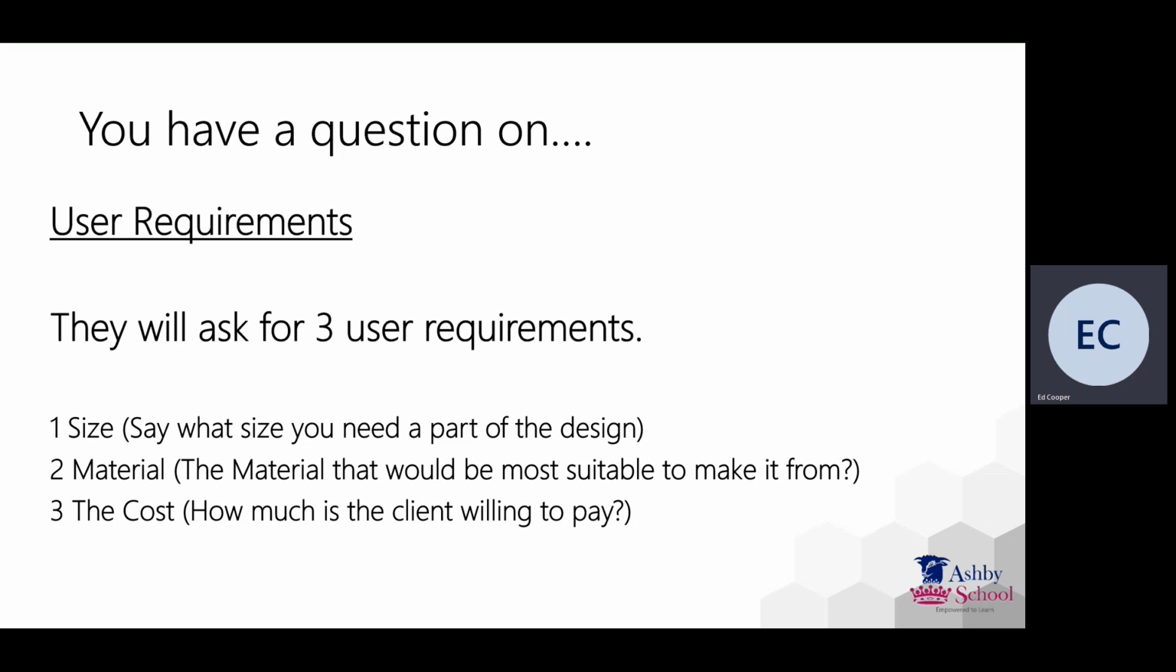So the size, what size do you need a part of the design to be? Okay, so you've got to say what you want it to be. It's a specification. We're listing the requirements. It must be this. It must do this. The material, what material will be the most suitable to make it from? So it must be made from mild steel or aluminium because such and such. The cost, how much is the client willing to pay? Okay, what would be a sensible kind of cost for that?